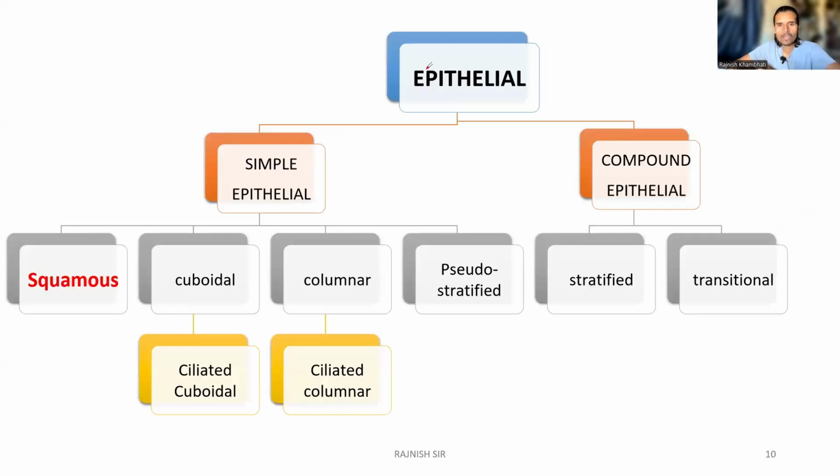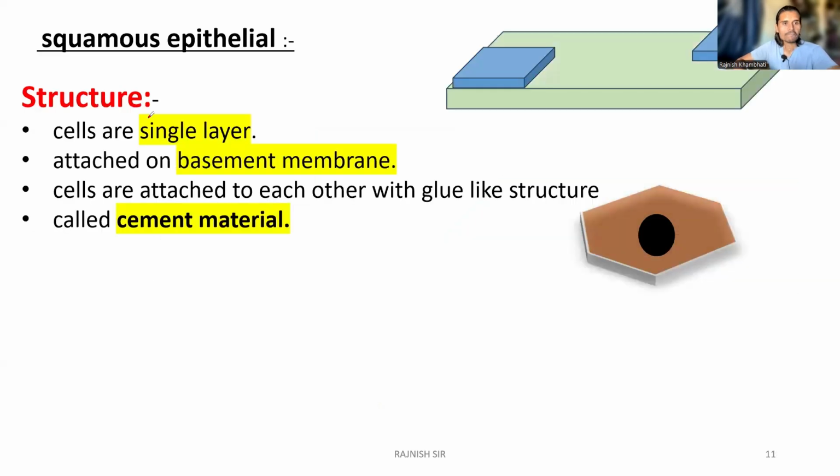So I gave you an idea about what epithelial tissue is. Then we saw this whole big structure, this chart. Now, the first tissue in the chart is squamous epithelial tissue. What is squamous epithelial tissue? We have to learn its structure and function.